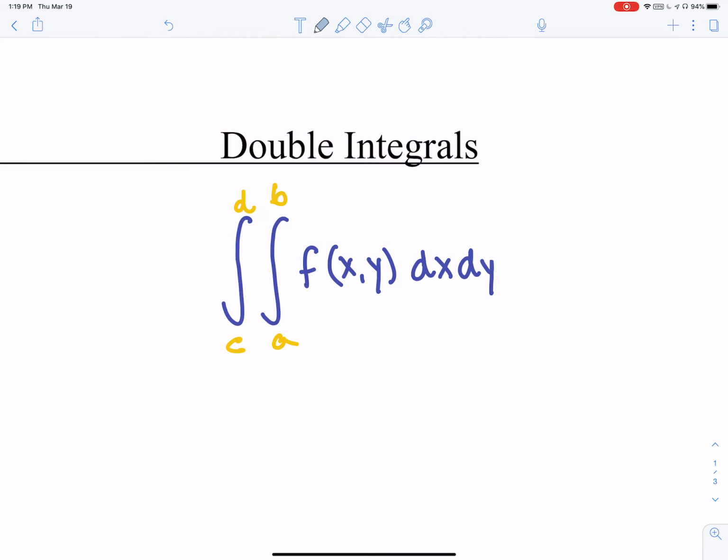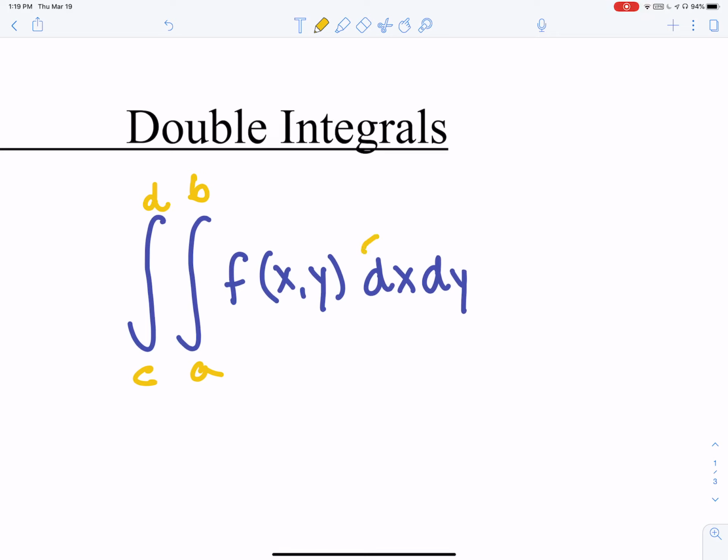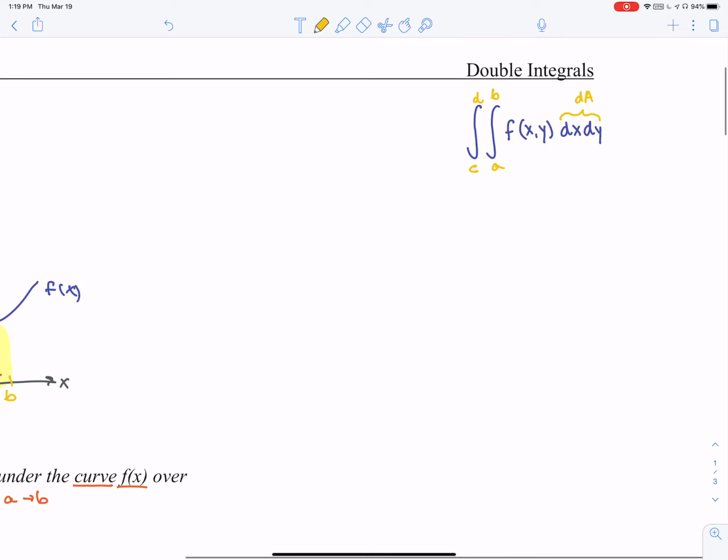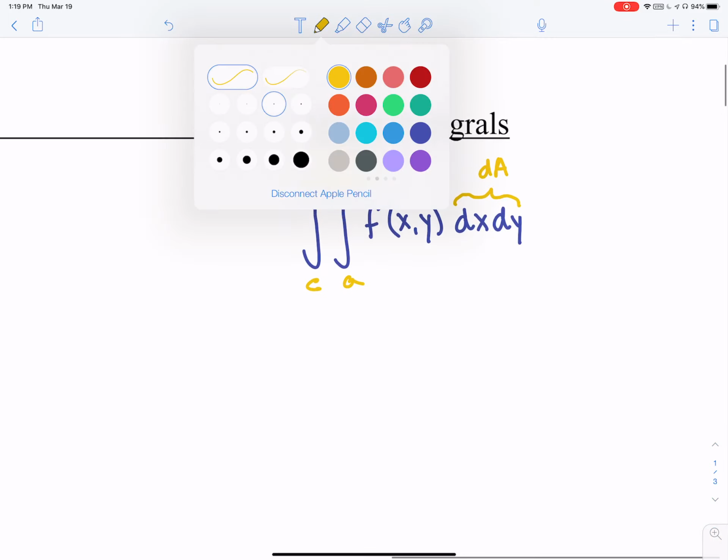Just as another note, this dx dy here, in general, is written as dA. And we'll explore why it's written as dA in a second, but you can combine dx dy and just write it as dA. So now let's do a graph. Let's draw a little picture of what's going on here.